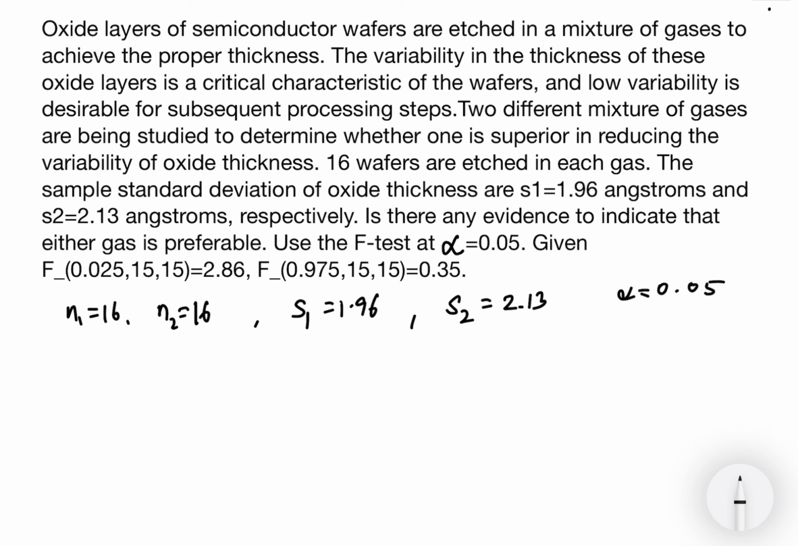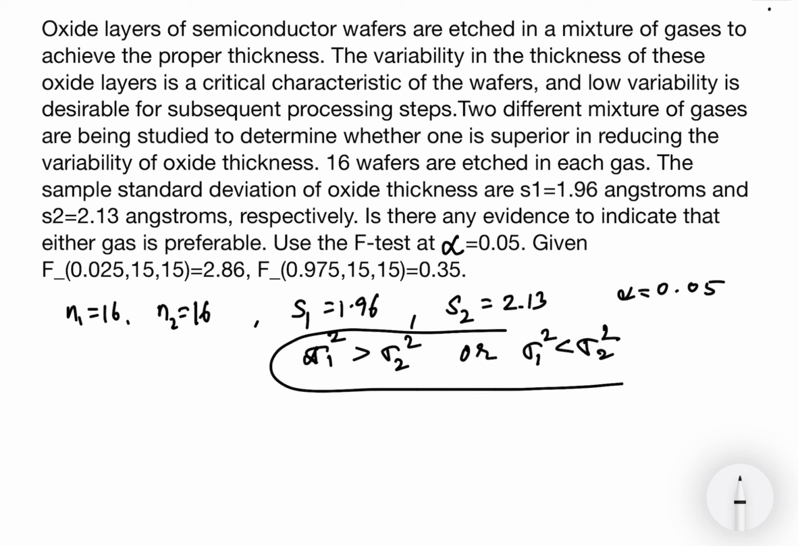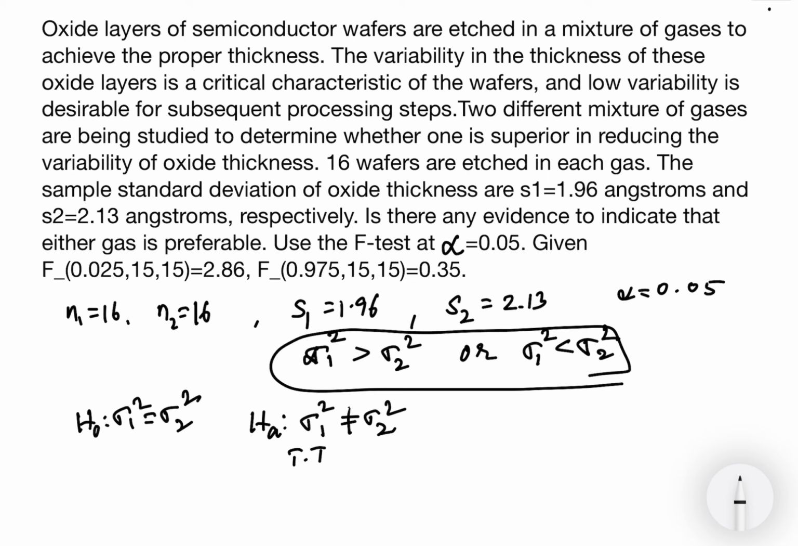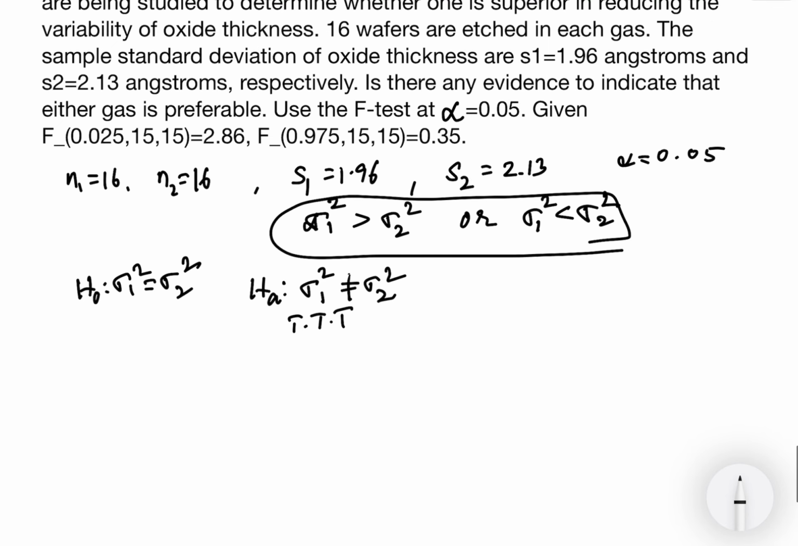level of significance. So we want to check whether the population variances, that is sigma 1 square is greater than sigma 2 square, or sigma 1 square is less than sigma 2 square, or in other words we want to check whether sigma 1 square is not equal to sigma 2 square. So this becomes our alternate hypothesis, and the null hypothesis is always sigma 1 square is equal to sigma 2 square. So here this is a two-tailed test. So the graph would look like this.